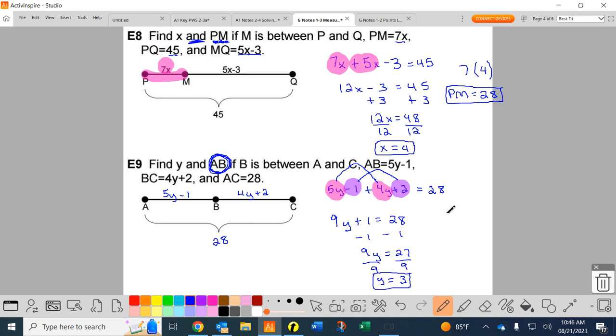So AB looks like this, 5y minus 1. I'm just writing it over here because there it is. AB is 5y minus 1. So I'm going to say 5 times 3 minus 1 makes it 15 minus 1, which makes AB equal 14.